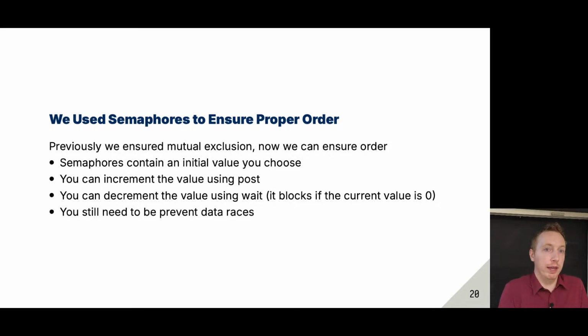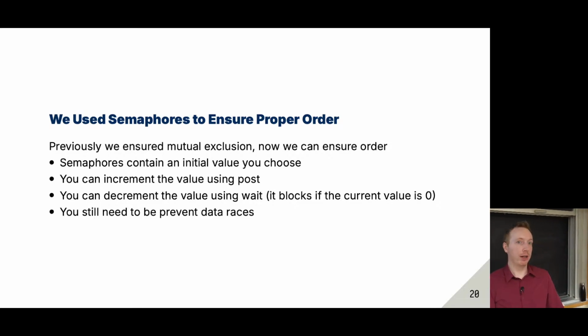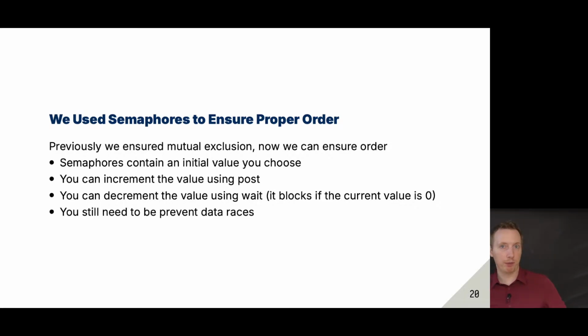So then that was data races. We also talked about how to ensure order because we had mutual exclusion before. The main way to ensure order between threads, so making sure one thing happens before another thing, we used semaphores. They basically worked like an atomic integer. So they had some initial value you can set, and then they had two fundamental operations.